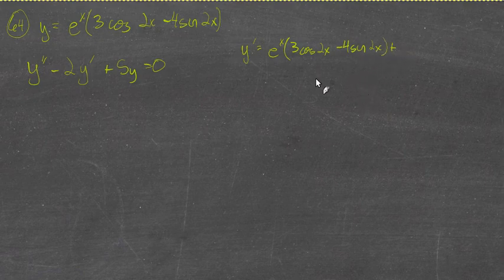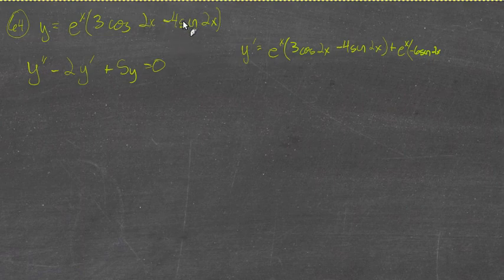plus the function e to the x times the derivative of this second function. So the derivative of 3 cosine 2x will be negative 3 sine of 2x. Okay, that is the derivative of the outside function. Now we need to take the derivative of the inside function, so that would be 2. So now we can change this to a 6. Negative 6 sine 2x. Let me just back up a little bit. Just change that to a negative 6 sine 2x.